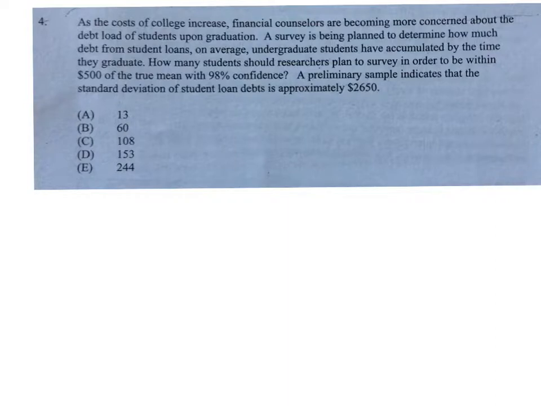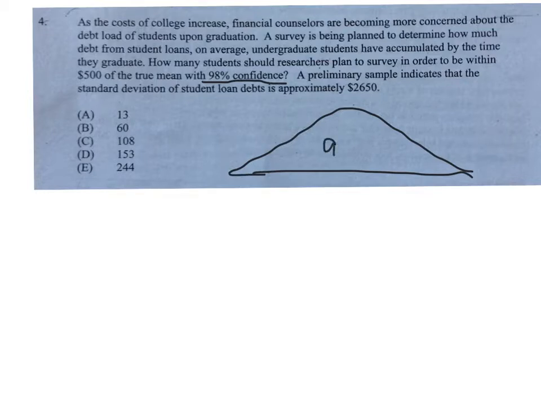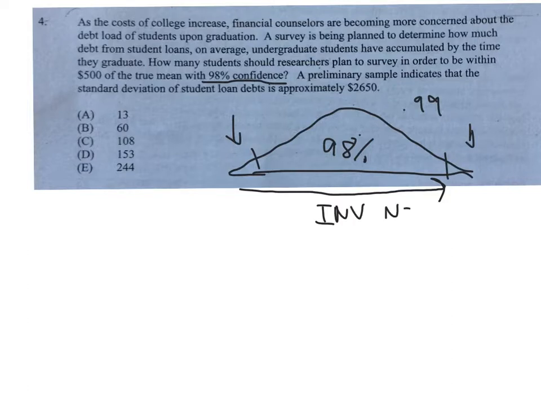Okay, let's see. We're working with 98% confidence. So let's just do a quick review. Remember that, and maybe you already know this, but 98% confidence, right? We're looking at both sides. So we would go inverse norm. Where does that put us at? Well, there's 1% on either side. So don't forget, we go 0.99 in our inverse norm to get that critical value. Okay, let's do that.